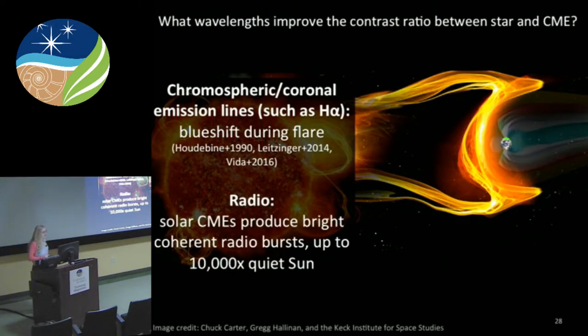Another thing we can look for is radio emission. On the sun, solar CMEs are associated with very bright radio bursts. And at low frequencies, these radio bursts can be tens to thousands of times brighter than the quiet radio emission from the sun. So this gets to be bright enough that we could potentially detect it around other stars.